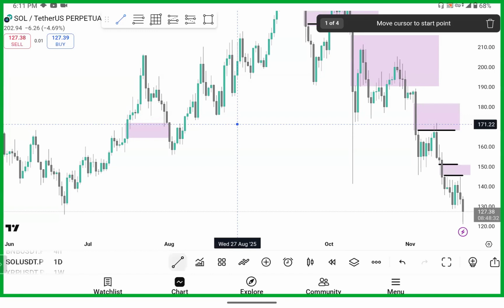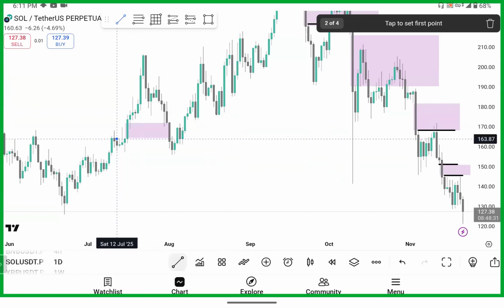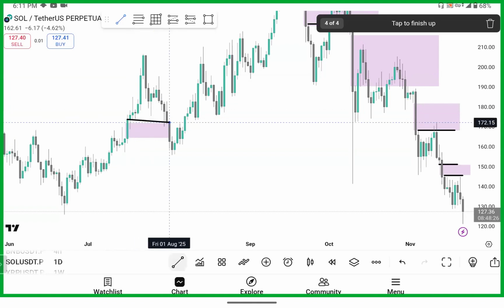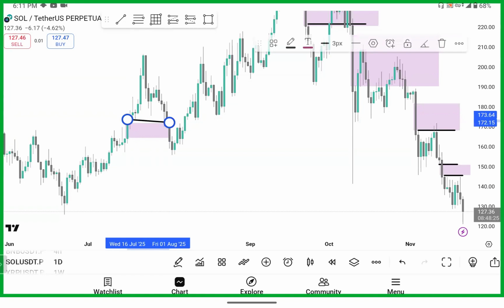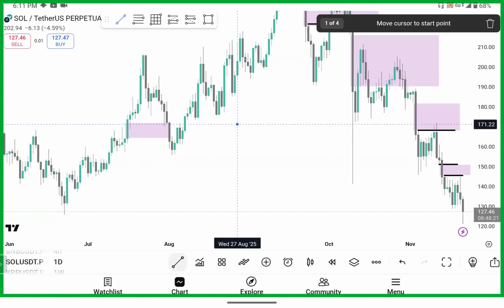You don't need to draw the line. You just draw the rectangle alone. That's for me, I'm just doing this to spot it for you. These are key levels. They act as support and resistance. So be attentive.